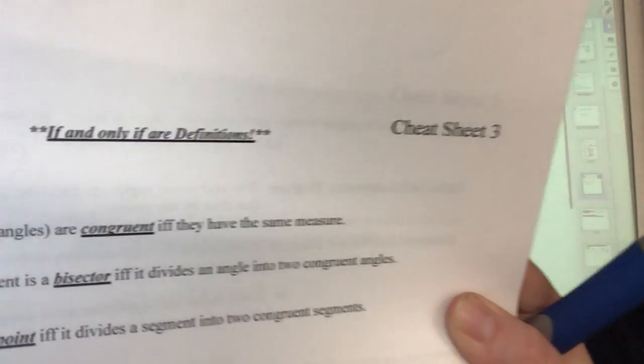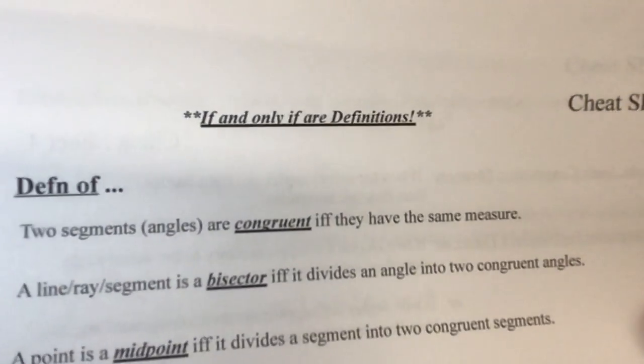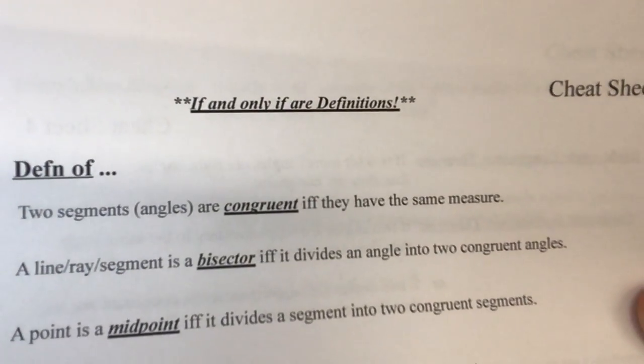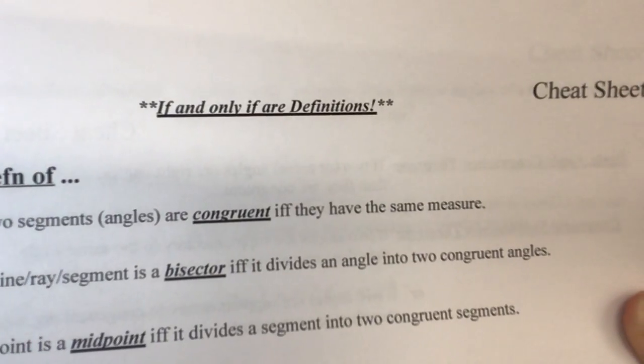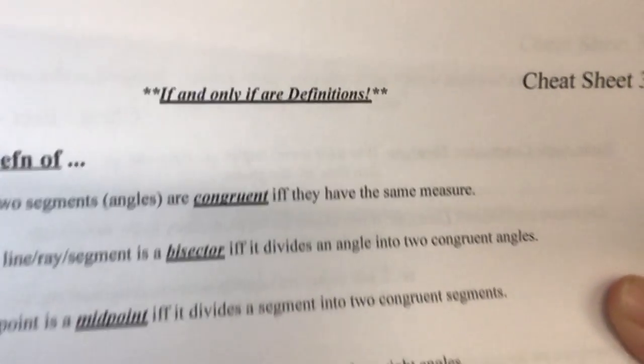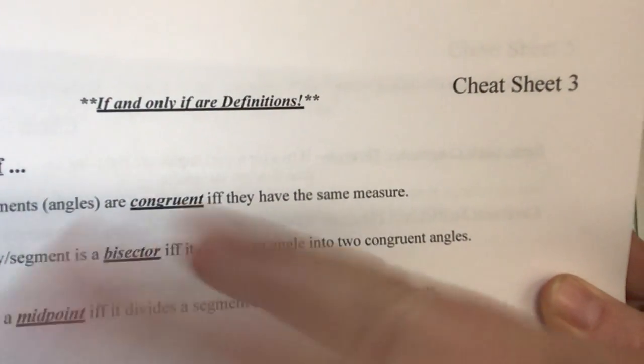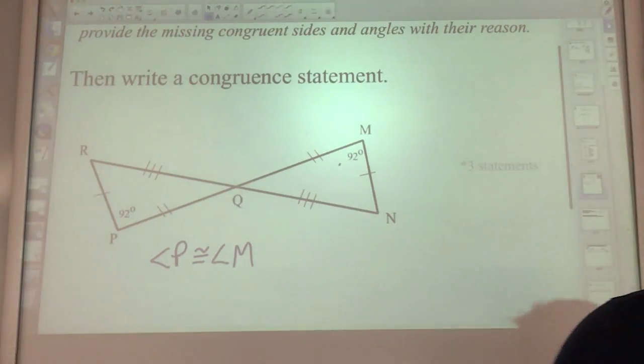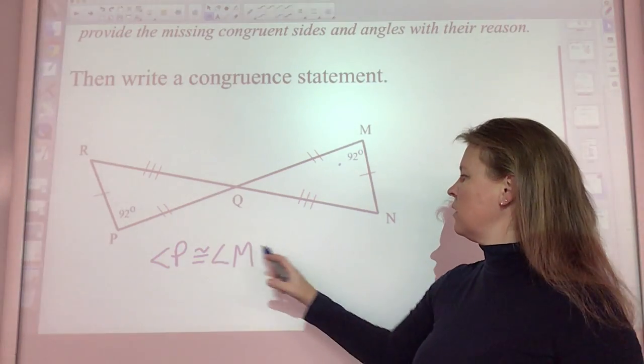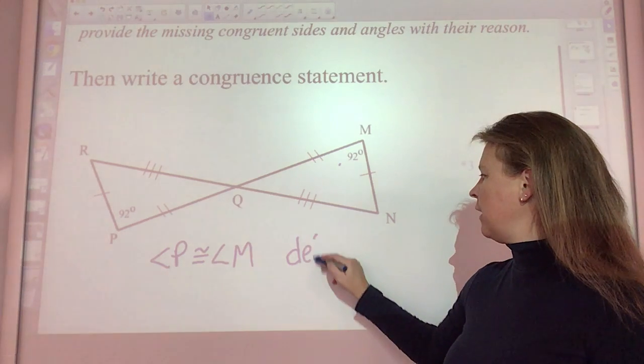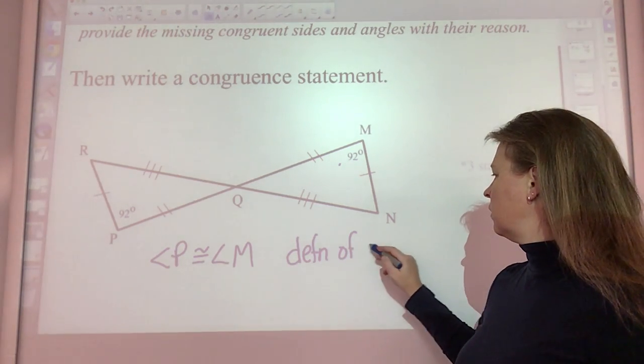Oh, I always do this backwards. If two segments, or angles in our case, are congruent, then they have the same measure. If and only if lets you flip-flop the order, make the converse of it. If two angles have the same measure, then they are congruent. Definition of congruent.